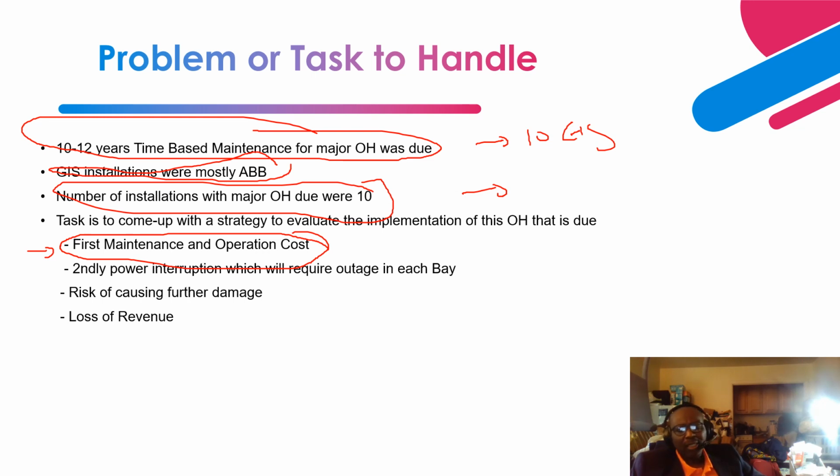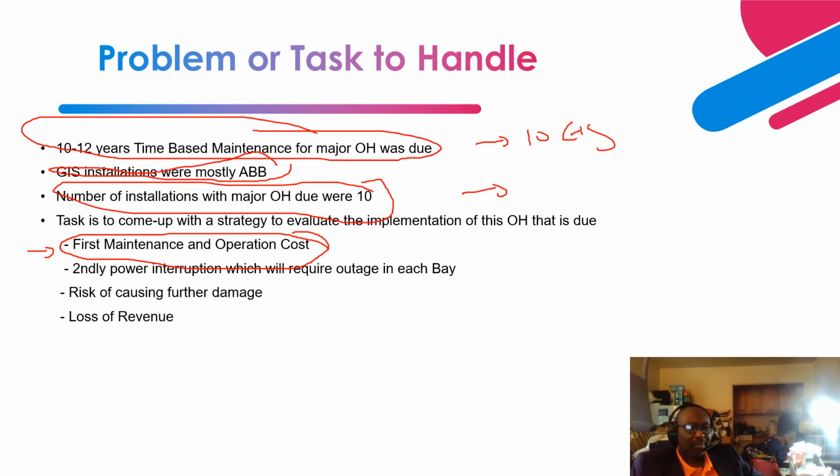Okay, so what is my goal? As a maintenance engineer, my goal is to come up with a strategy to evaluate whether there is the need to implement this overhaul or major outage, and the scope of work that is to be done for inspection, maintenance, and testing.